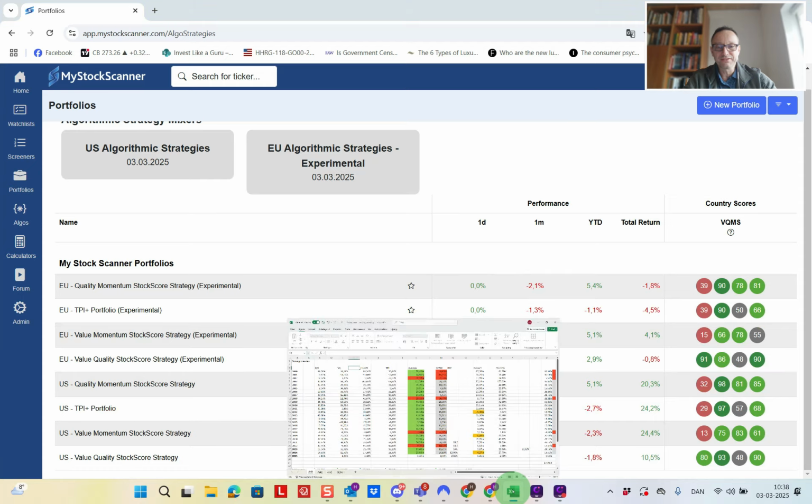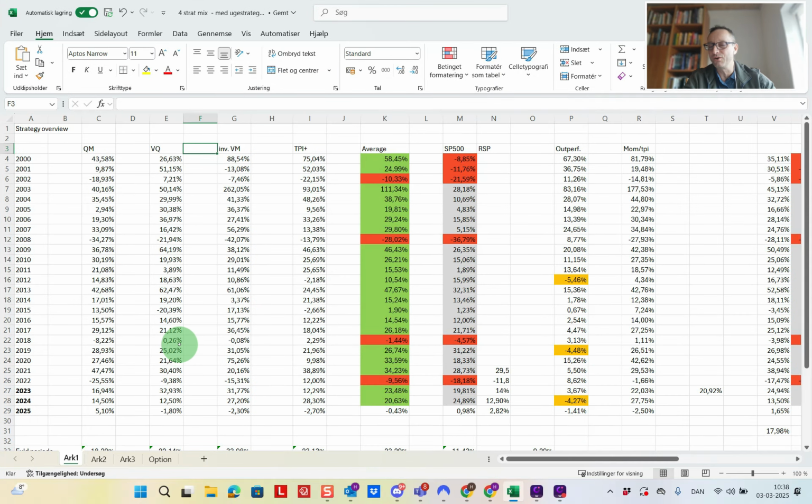If we're looking at the backtest, then this is the backtest of the US strategies. And we only have backtests this far back on US strategies because that's where we have the most reliable data. Because the European data is not the same quality, not that we've found so far, so therefore it doesn't make much sense to backtest. Now, these are the 4 strategies: quality momentum, value quality, inverse value momentum, that is actually low value and high momentum, and then our TPI plus strategy. Now, they're doing very differently from year to year.